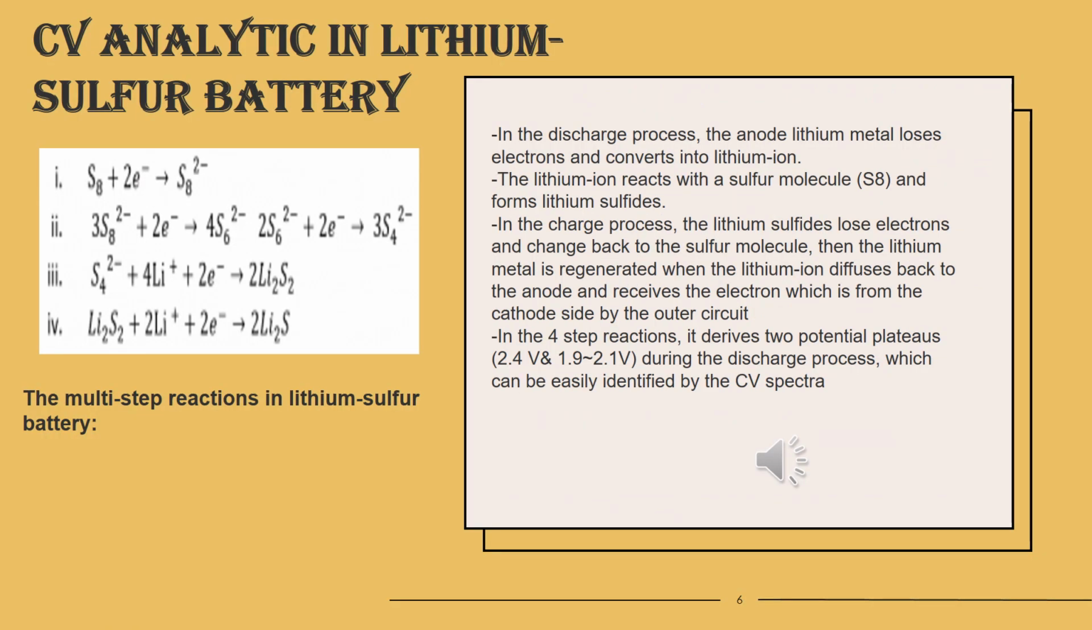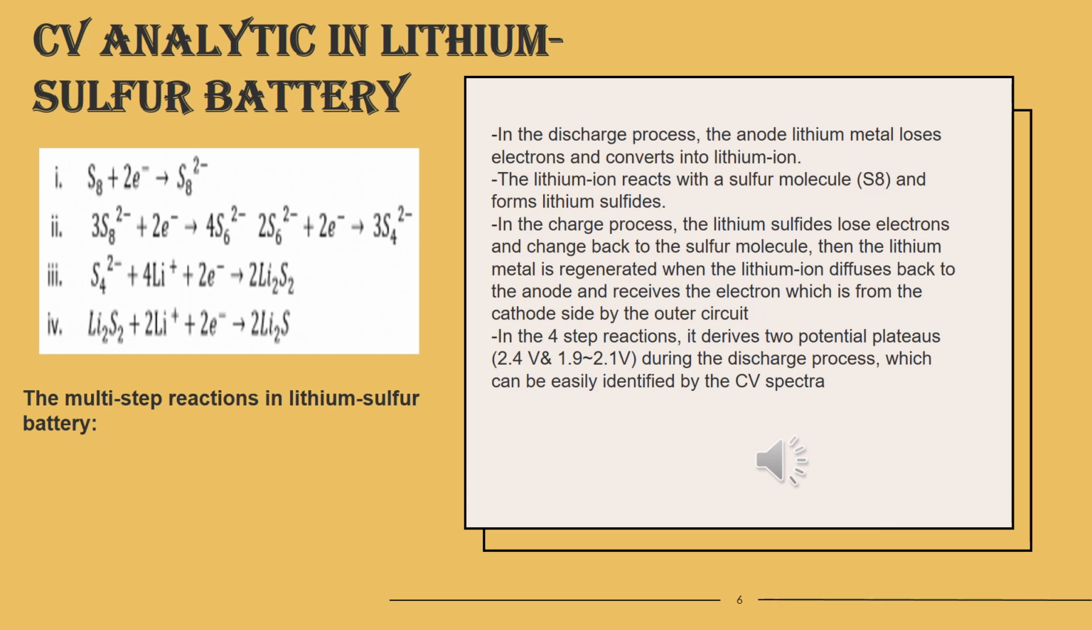Okay, next, cyclic voltammetry analysis in the lithium-sulfur battery. The lithium-sulfur battery uses sulfur as the cathode active material and lithium as the anode active material, and the electrolyte is usually a lithium salt dissolved in an ether-based solution. The separator can be a microporous polyethylene film. During the electrochemistry reaction process, there are multi-step reactions in the charge and discharge process.